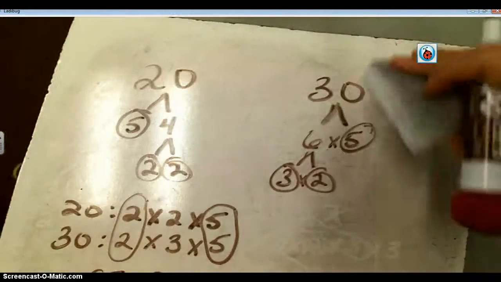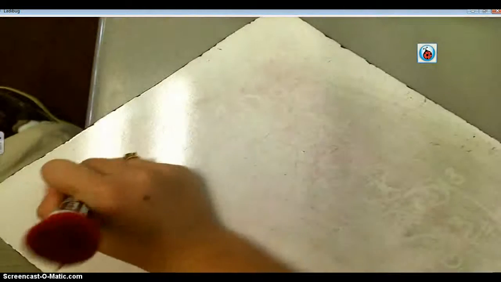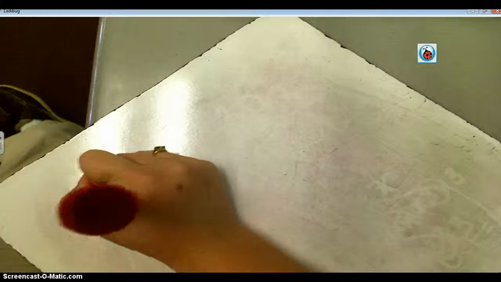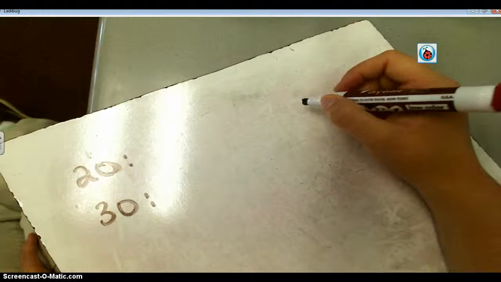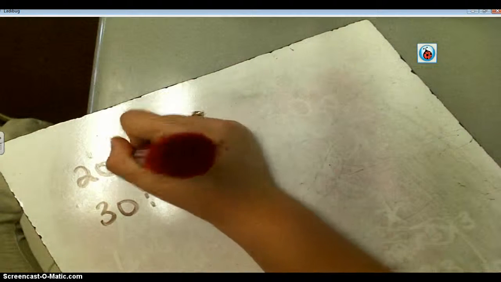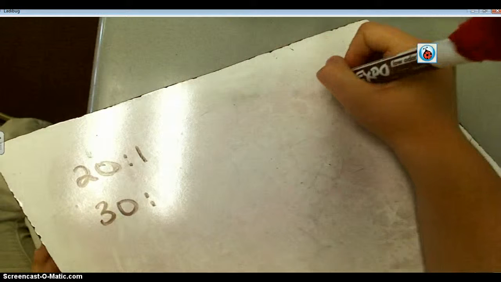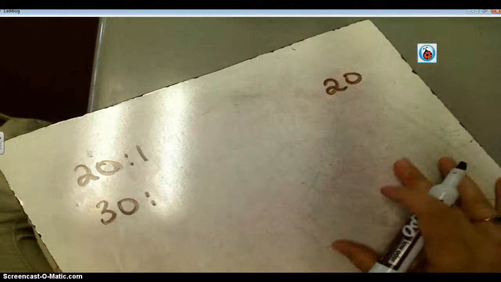Let's do that one a different way. Do you remember when we had a number like this and you had to list out the factors? So the first factor you always start with, what number? 1 times what equals 20? Okay, so we're going to do it like that as well.